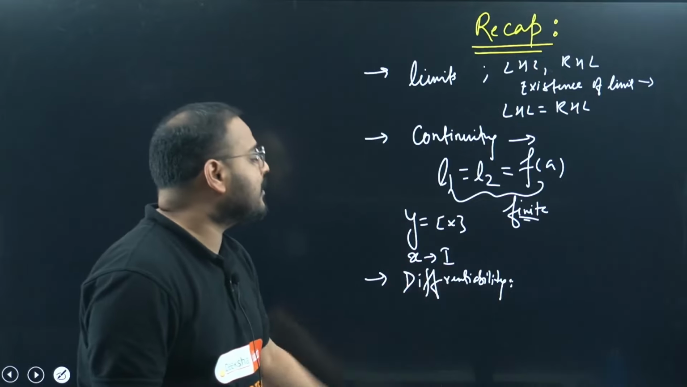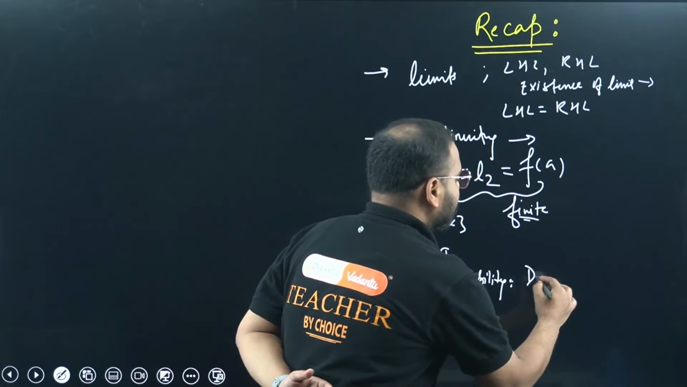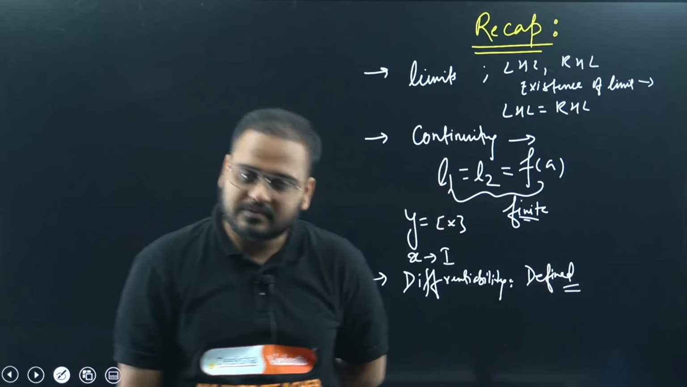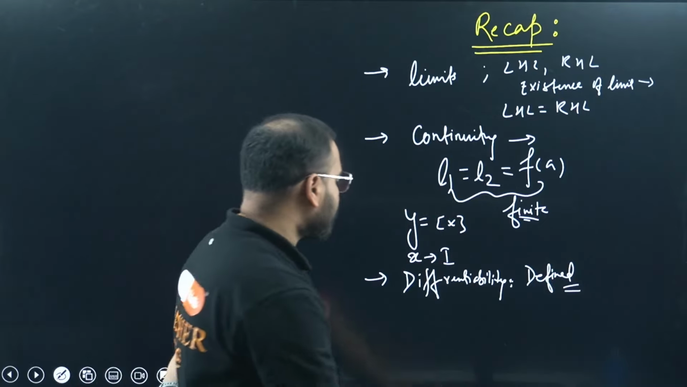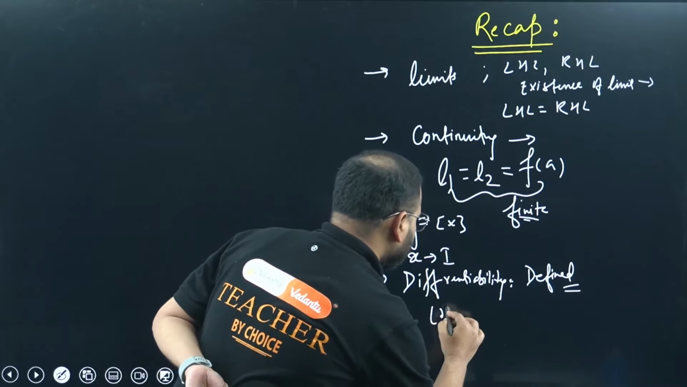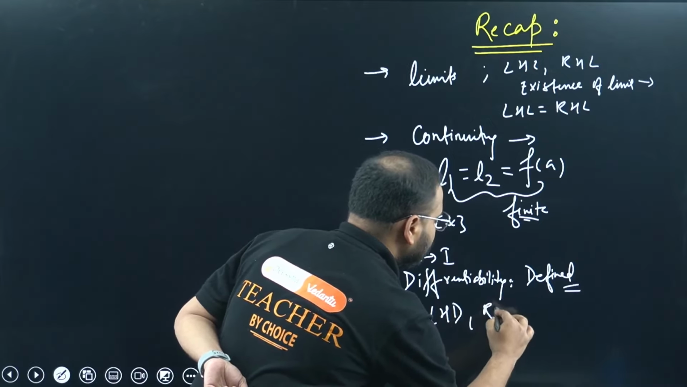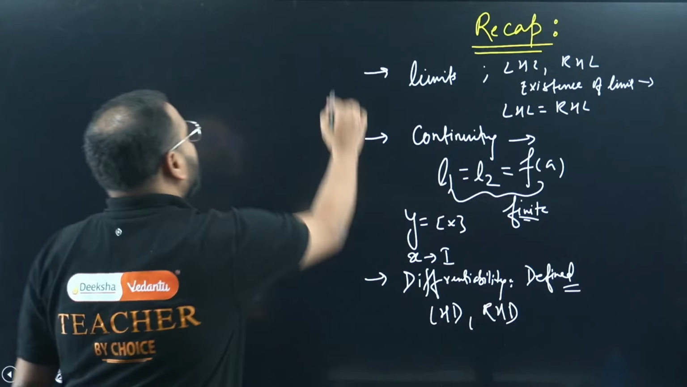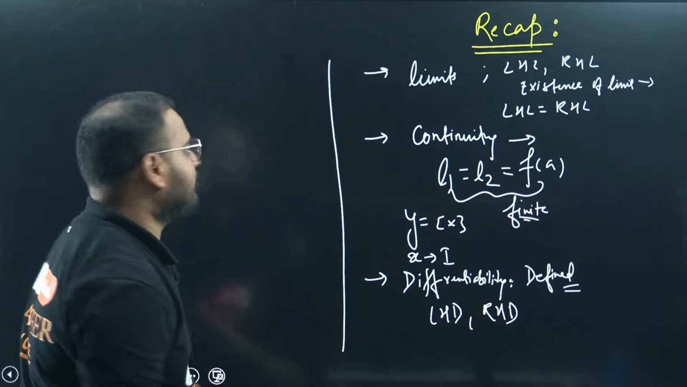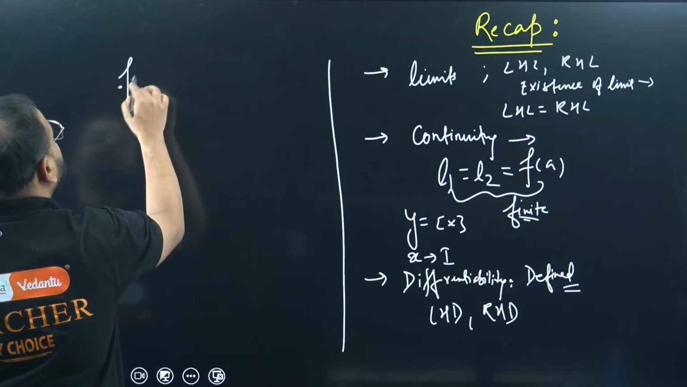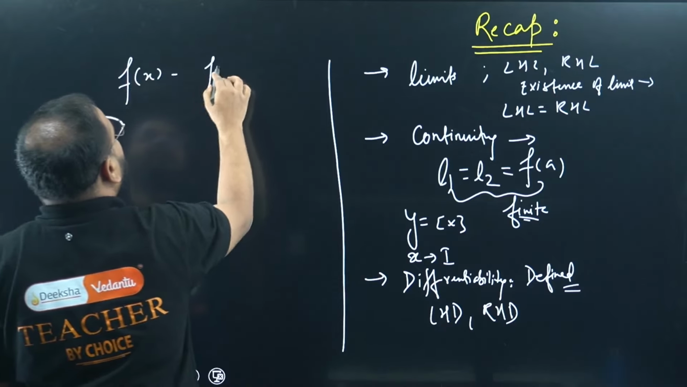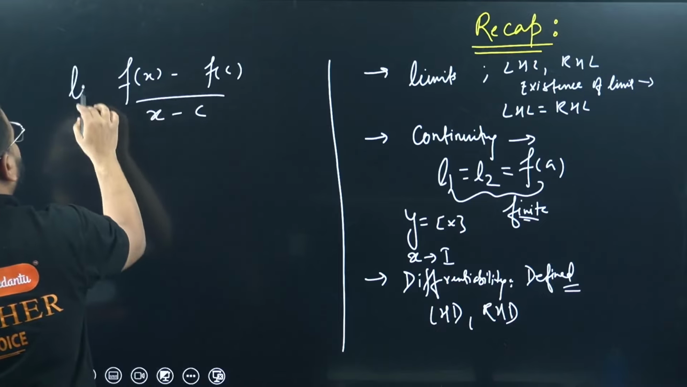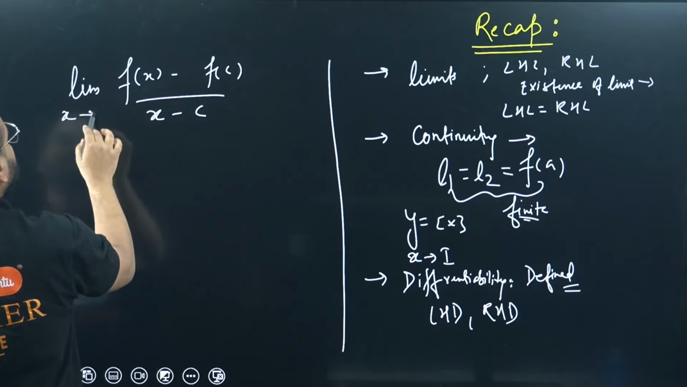In differentiability, we first defined it. If you remember, we learnt the concept of LHD and RHD. We learned this from the first principle of derivative. It was written like this: limit as x tends to c of f of x minus f of c upon x minus c.